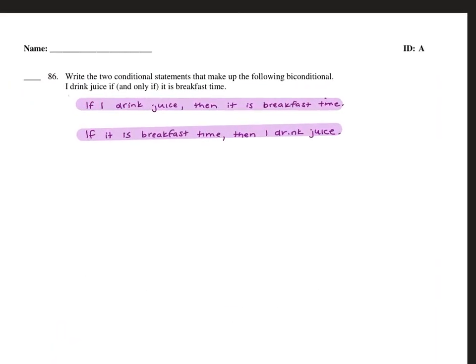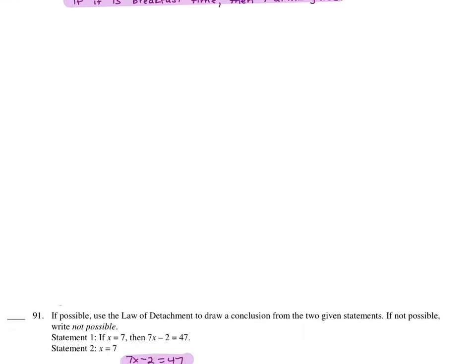86, 2 conditional statements if you break this apart. If I drink juice, then it's breakfast time. If it's breakfast time, then I drink juice. Again, it'd be multiple choice, so if your wording is a little off, it's not a big deal.